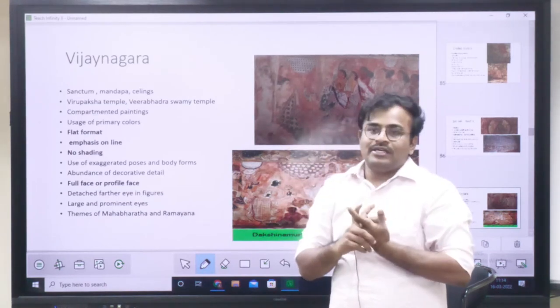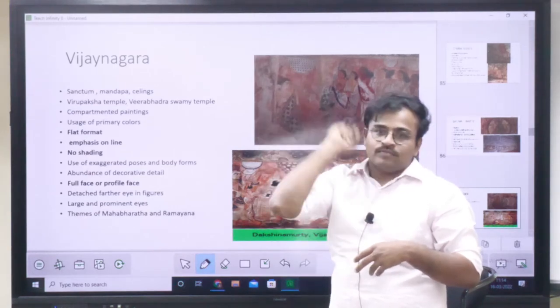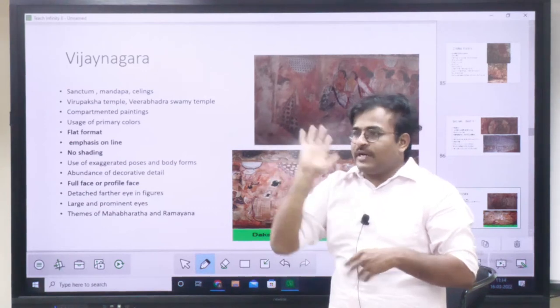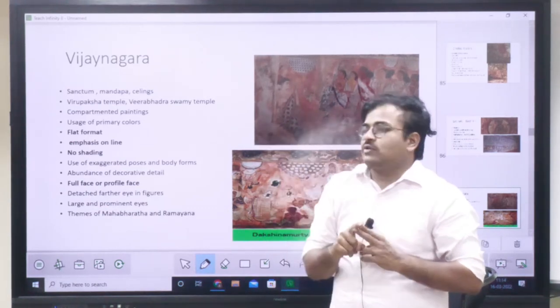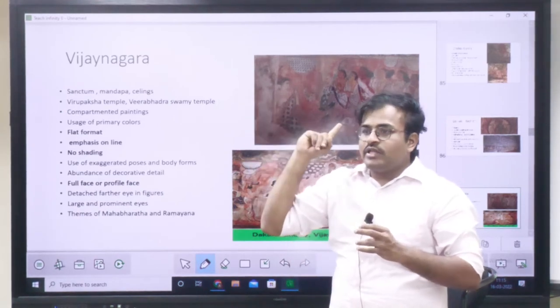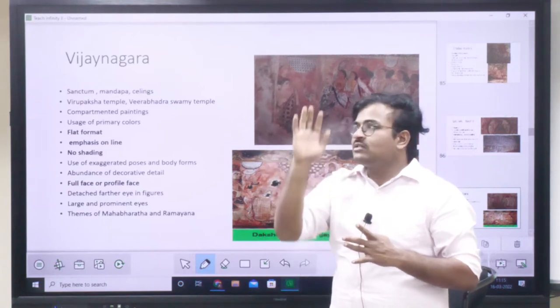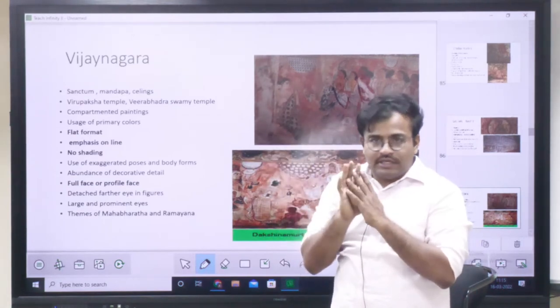One thing. Second thing is, these paintings are mainly done on the temple ceilings. Ceilings and walls of temples, these paintings are present. They are present in Hampi, which is one place. Second is in Lepakshi. Lepakshi Virabhadra Swami temple is there. So in these two places, these paintings are done on the ceilings and walls of the temples.